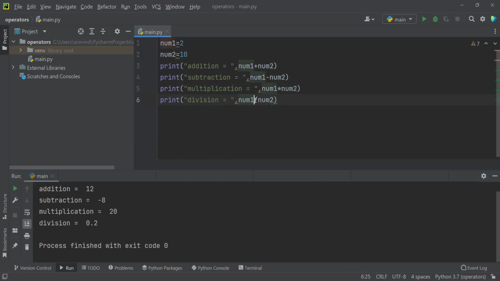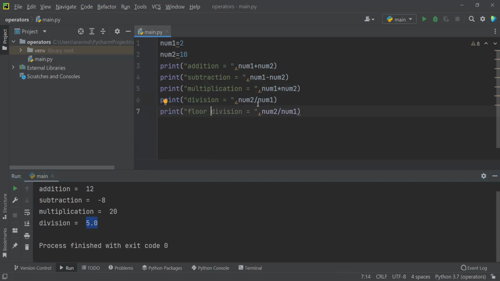So let's reverse this. I want to divide number 2 by number 1, as number 2 is the bigger number. So let's see the result. We got 5.0. We have three types of divisions in Python arithmetic operators. Here I discussed the normal division, and also we have modular division and floor division. So let me print here. Let's talk about floor division.